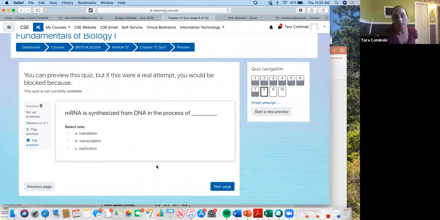mRNA is synthesized from DNA in the process of transcription. So in transcription, we make mRNA from that DNA template. Again, remember, it is not a transcription of the entire DNA molecule. It is just one region. It's whatever gene needs to be transcribed at the time. Whatever protein needs to be made, that's where the transcription is going to occur.